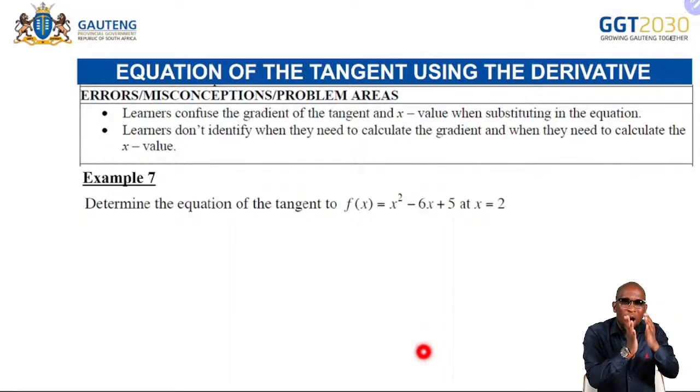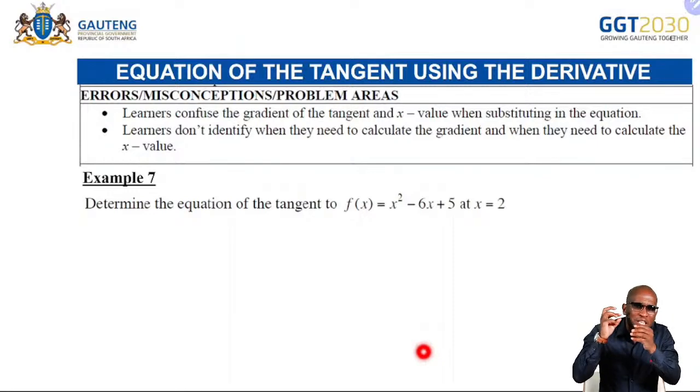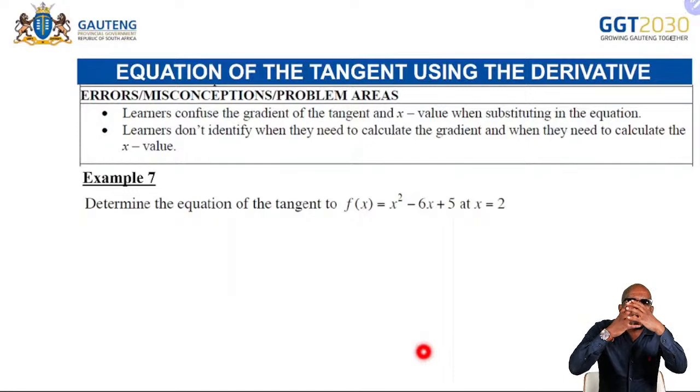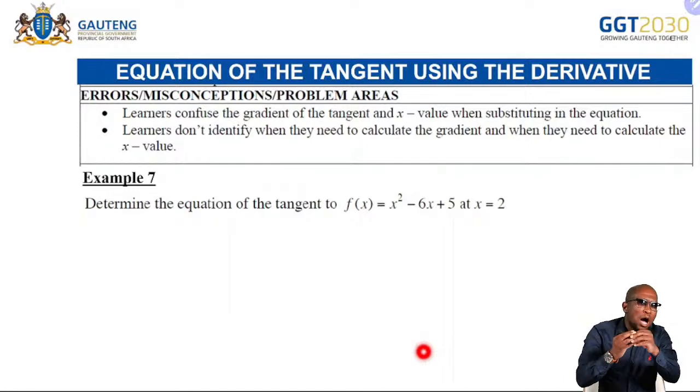Remember, when you have y equals or f of x equals, you have the function given in terms of x, where the input x gives you the value of y. But once you differentiate, you get what we call the gradient function, which is a new function that tells you about the gradient. It tells you how the gradient changes as x changes.